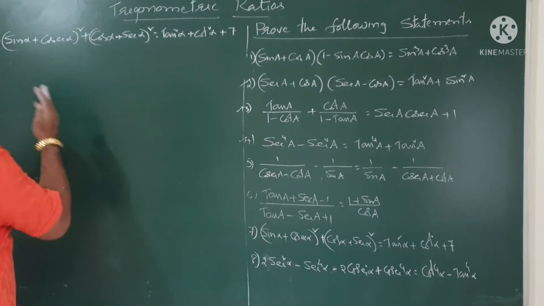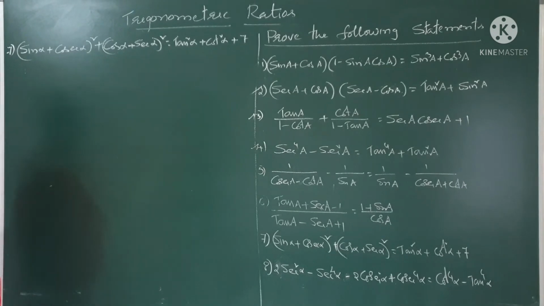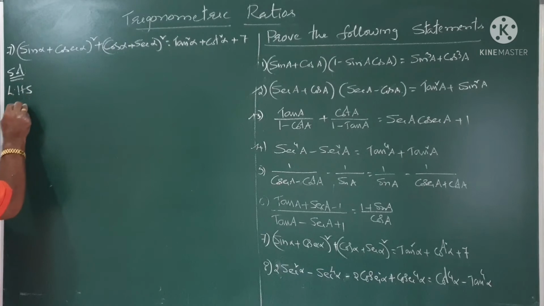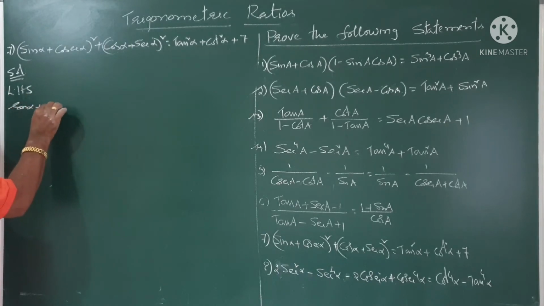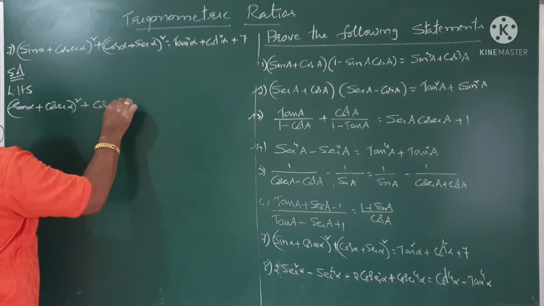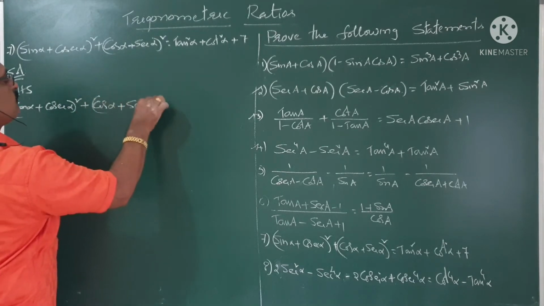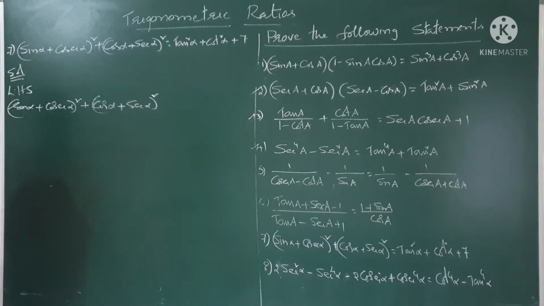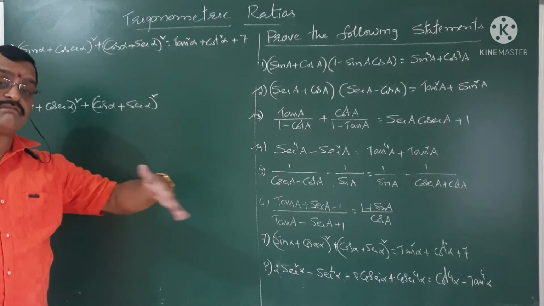Seventh question, sin alpha plus cosecant alpha whole square plus cos alpha plus secant alpha whole square is equal to tan square alpha plus cot square alpha plus 7. Now, as usual, I will take left hand side, which is sin alpha plus cosecant alpha whole square plus cos alpha plus secant alpha whole square. Of course, you can convert this cosecant into 1 by sine, secant into 1 by cos. You can do that.